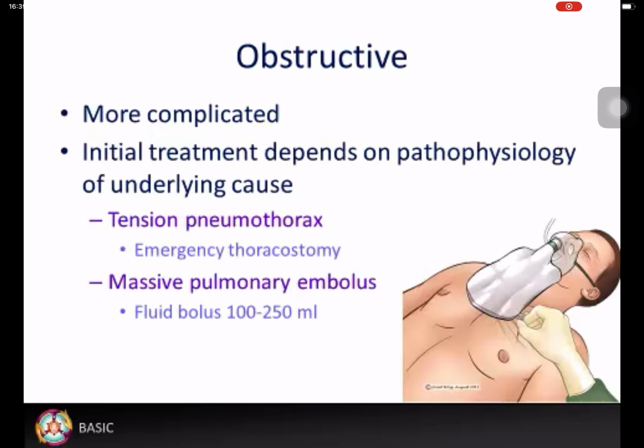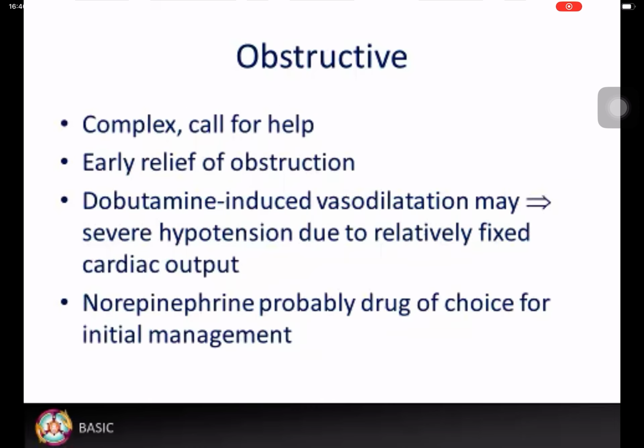The management of obstructive shock is more complicated because the initial treatment depends on the pathophysiology of the underlying cause. For example, initial management of tension pneumothorax is needle thoracostomy, while initial management of massive pulmonary embolism is a bolus of 100 to 250 mL of crystalloid. Note a chest drain should always be inserted after needle thoracostomy, regardless of whether pneumothorax was present or not. Management of obstructive shock is complex and expert advice should be sought at an early stage.